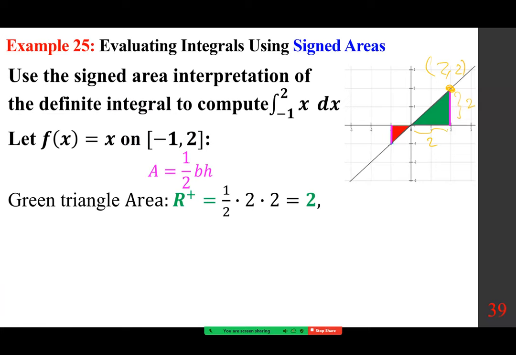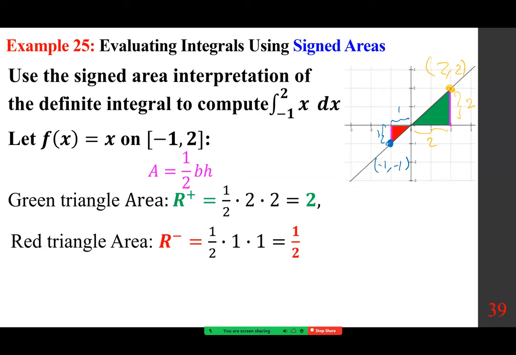For the red one, this has coordinates negative 1, negative 1, which gives us a distance of 1 here, and a distance of 1 here. So the area is 1/2 times 1 times 1, which is 1 half, and their difference is 3 halves. And we are done.